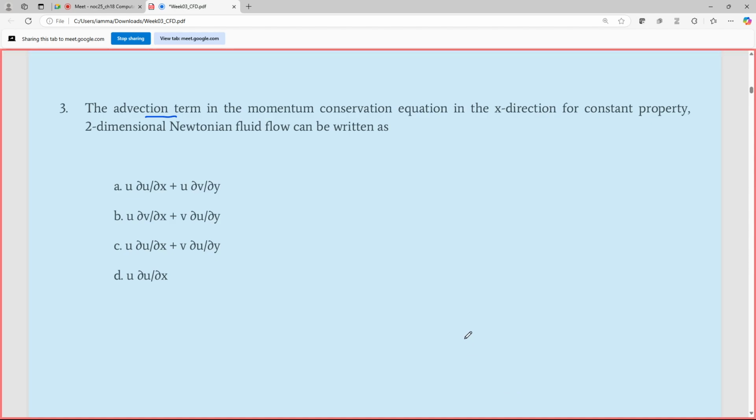The option is option C. So in the x momentum equation, here if you see, this gradient terms should be of x component velocity. That x component velocity is u. So this should be both u. So if you see here it is v. So option A is wrong.